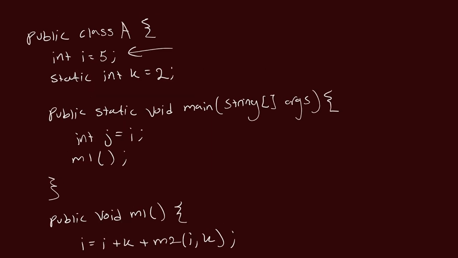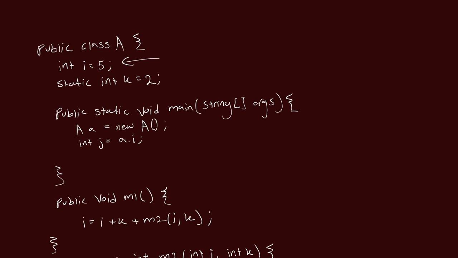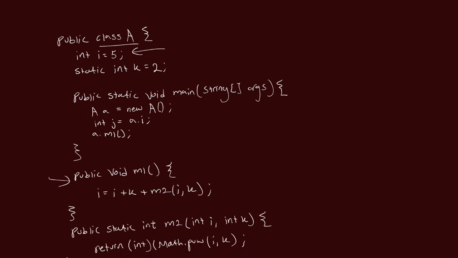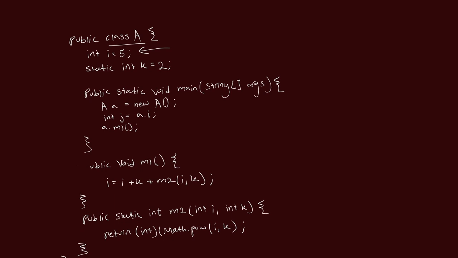So what we can try to do to fix this is do a equals new A. We're just creating an object of this class here. Then we're gonna do int j is equal to a dot i. So we create a and then we get i from class A. This is actually fine. And then we can call this method by doing a dot m1, and then we access this method. So this is how you would properly write this code.